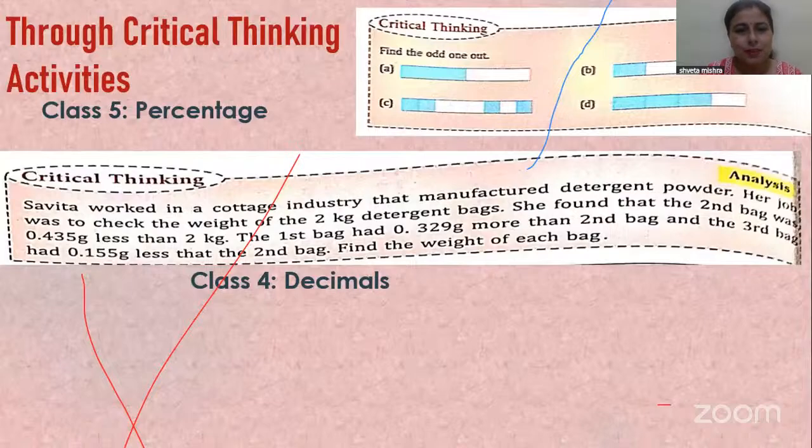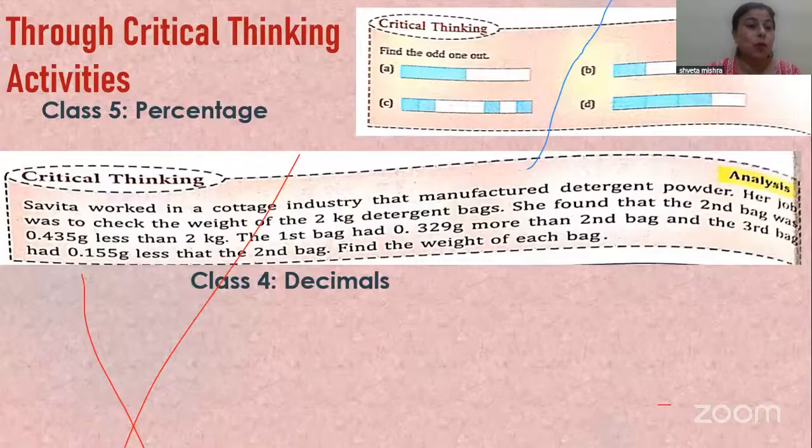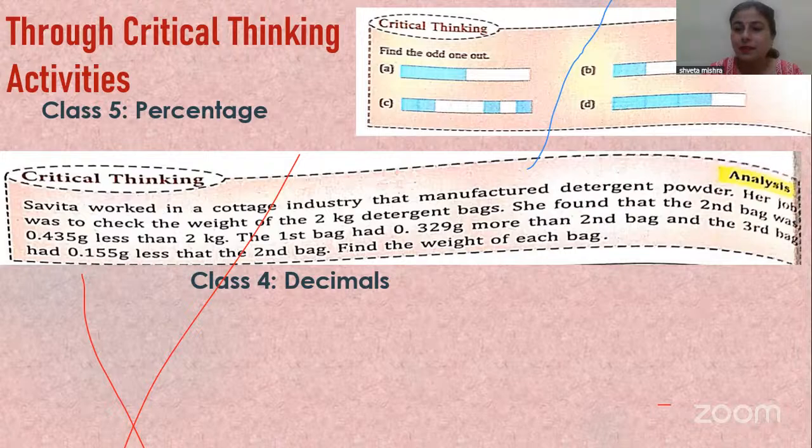Savita worked in a cottage industry that manufactured detergent powder. Her job was to take the weight of 2 kg detergent bags. She found that the second bag was 0.435 grams less than 2 kg. The first bag had 0.329 grams more than the second bag, and the third bag had 0.155 grams less than the second bag. Find the weight of each bag.